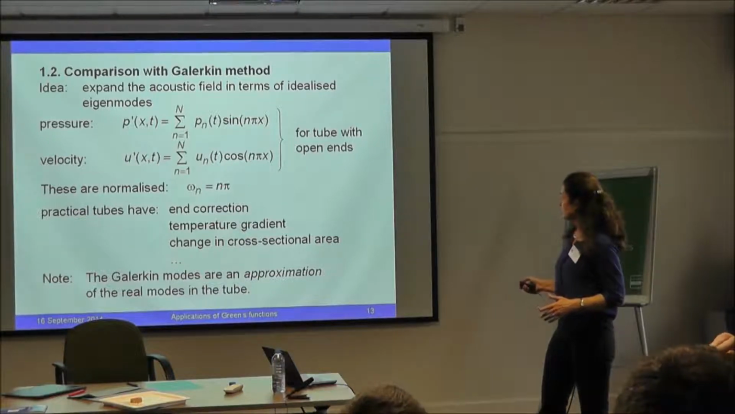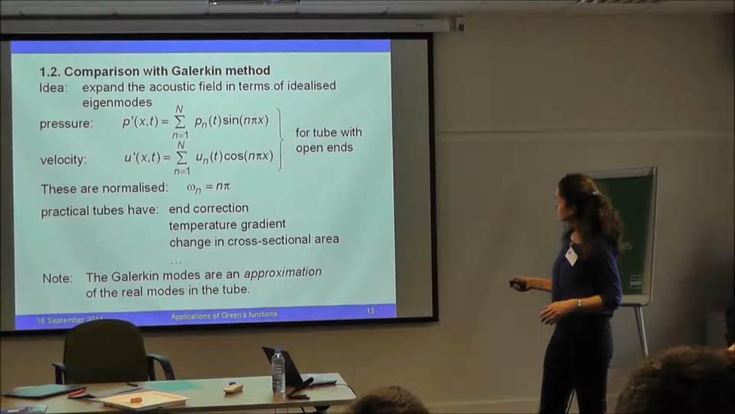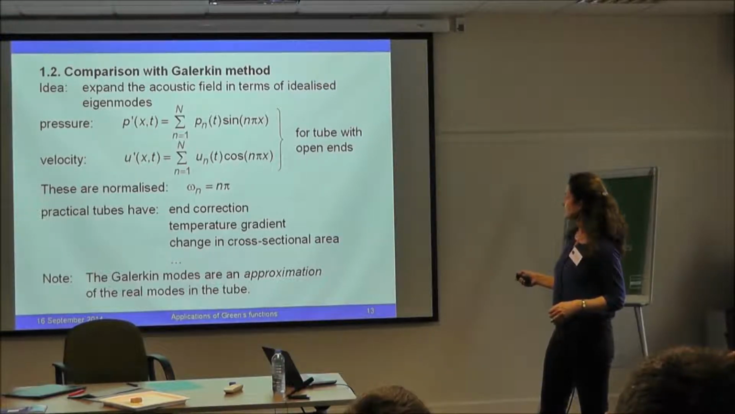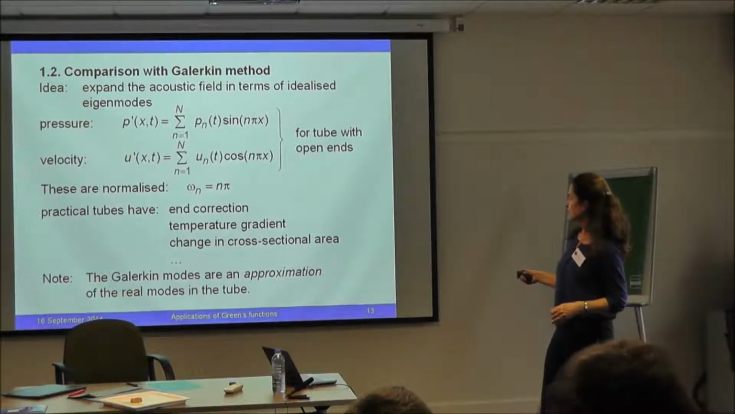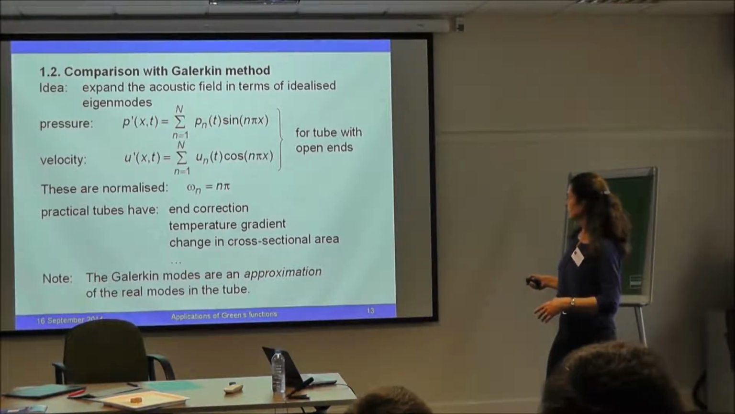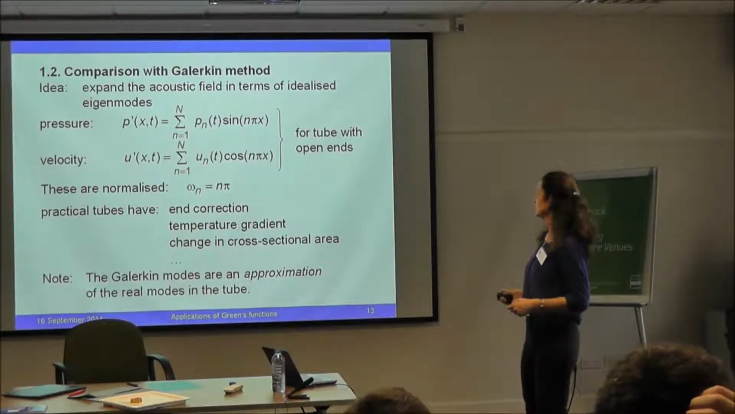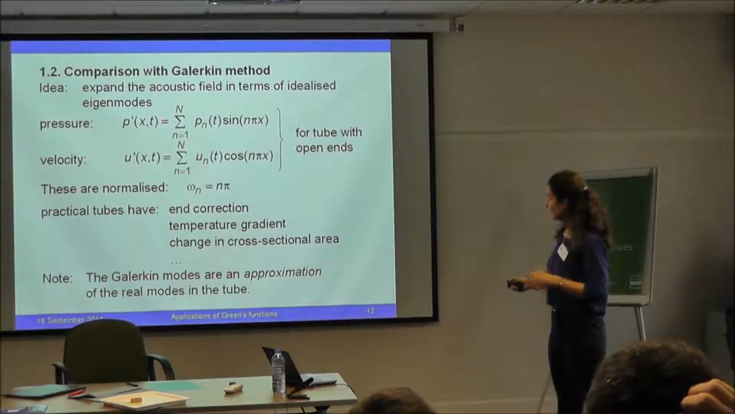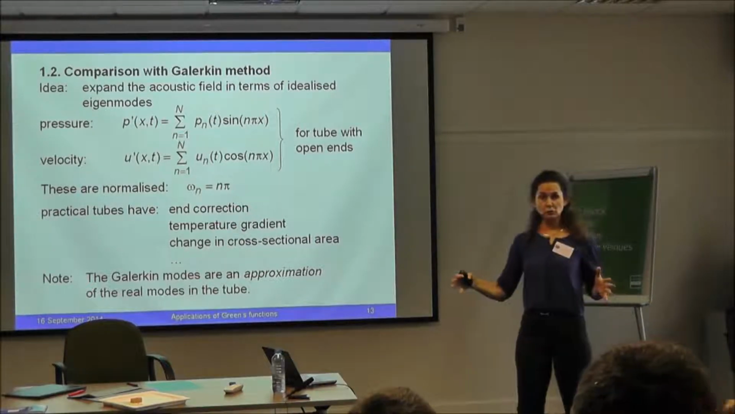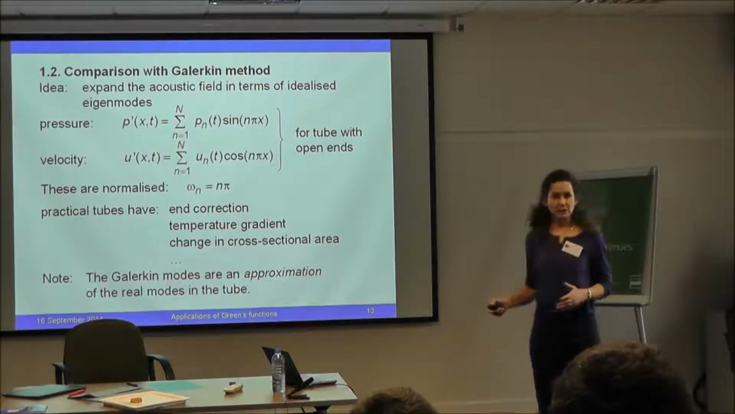For an example, let's use a tube with open ends. The pressure for a tube with open ends can be written in terms of these modes, which are sinusoidal. The sine gives you 0 at the boundaries, and for the velocity we have a cosine to give you a maximum or minimum at the boundaries. So for an ideal tube with ideal open ends, this is an accurate expansion.